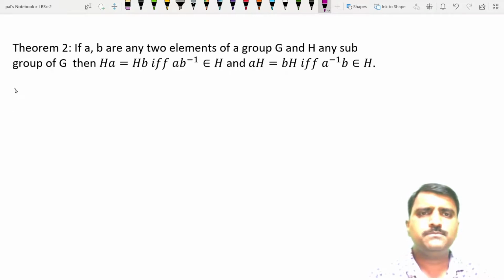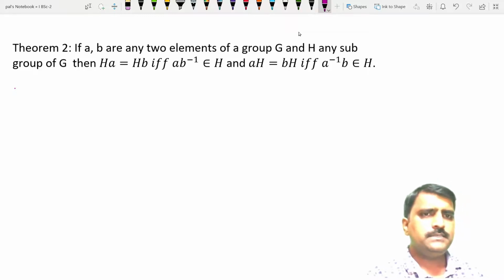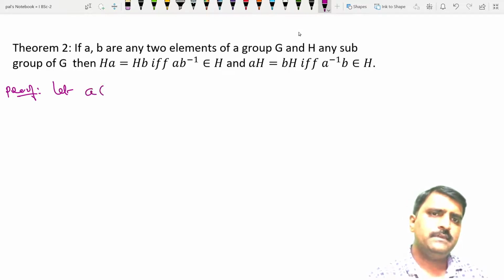To prove this property, let us take, so all of you know that, let A be an element of H.